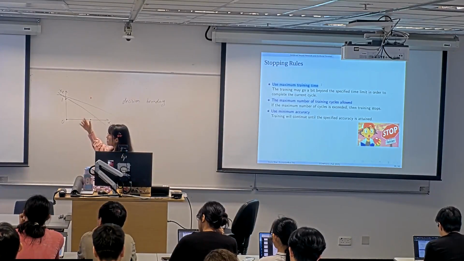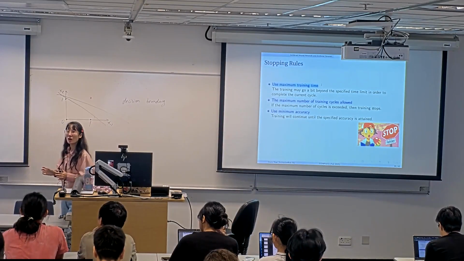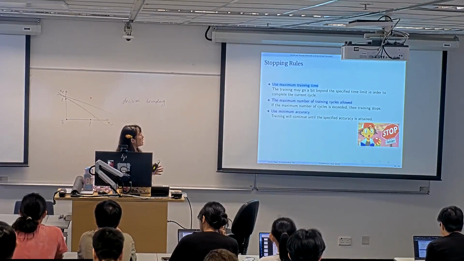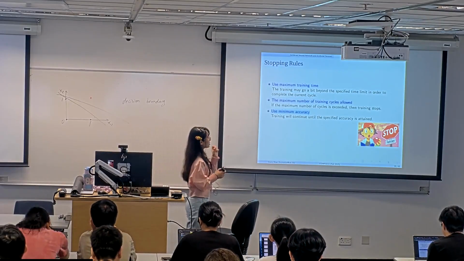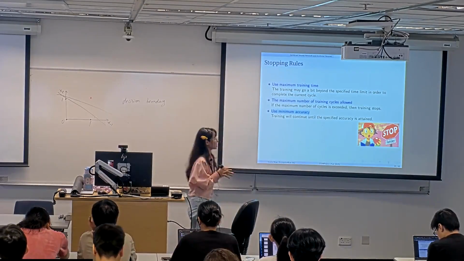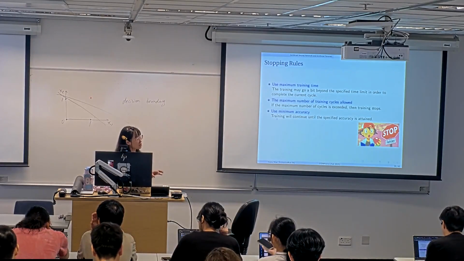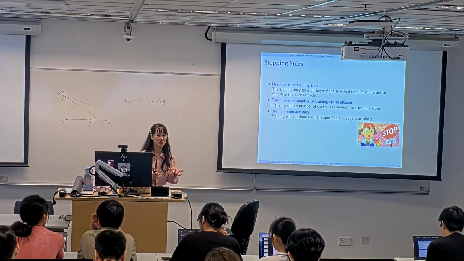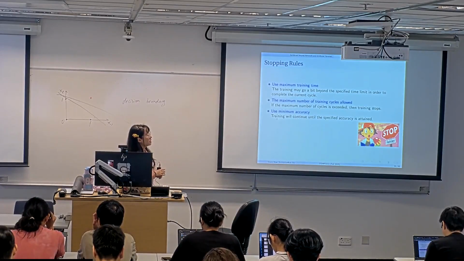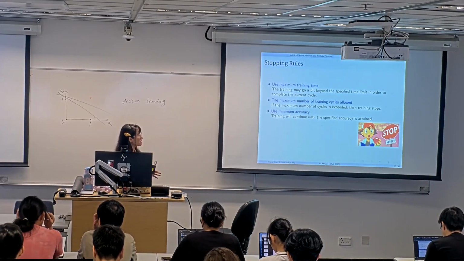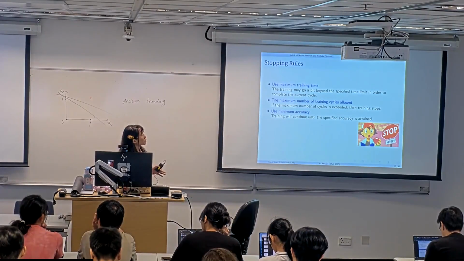The first two focus more on trying to restrict the running time of the whole process. The third one uses some minimum, it's not minimum accuracy, it's minimum change of accuracy. Sorry. So the training will continue until some specified accuracy is attained. So you set an accuracy threshold or an error threshold, and if it reaches this threshold, then the training just stops. So you have these ways for the stopping rules.